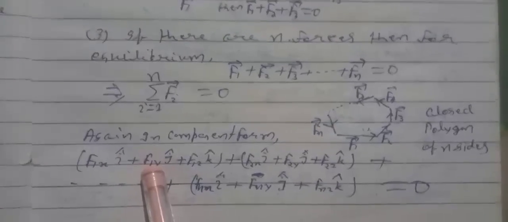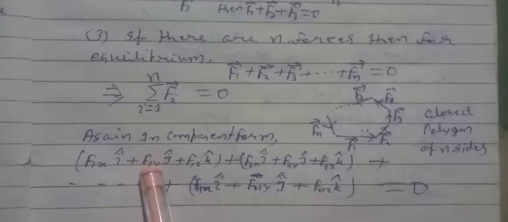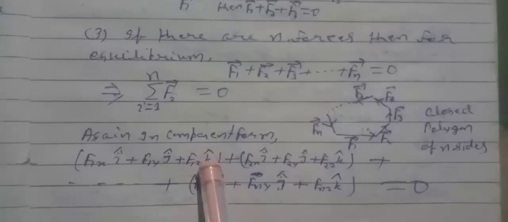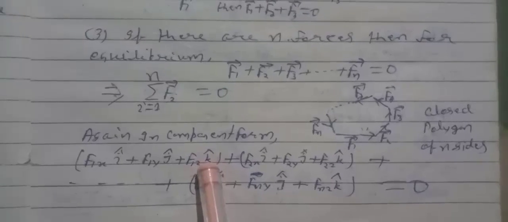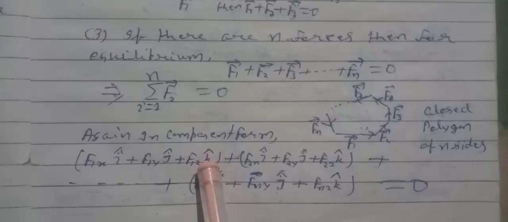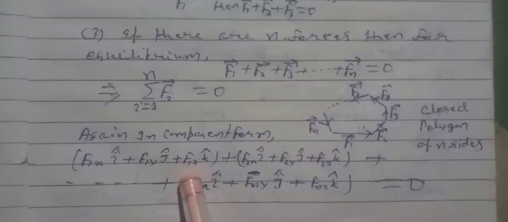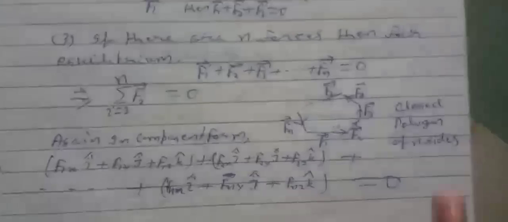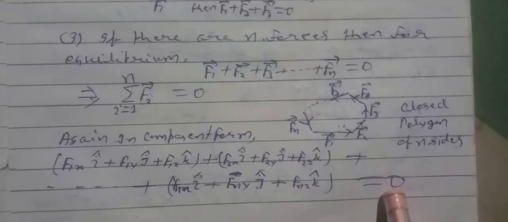Similarly, F1y represents the first force F1 along y direction. Similarly, F1z represents the F1 force along z direction. Similarly, the others can be taken, and the whole sum is finally equal to 0.